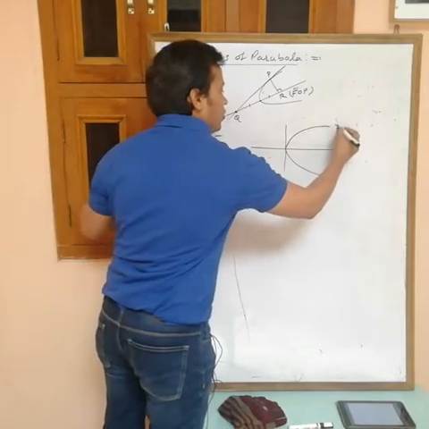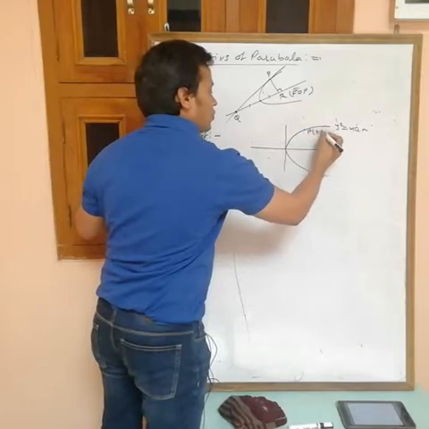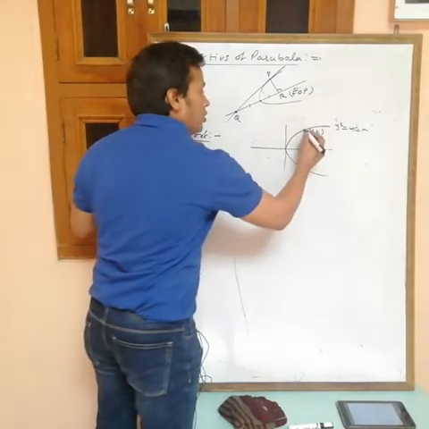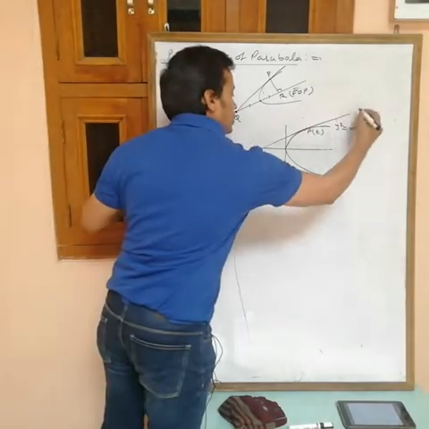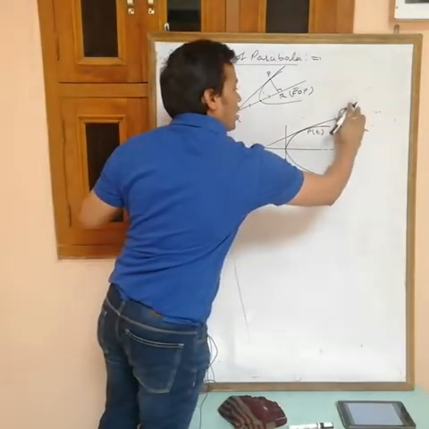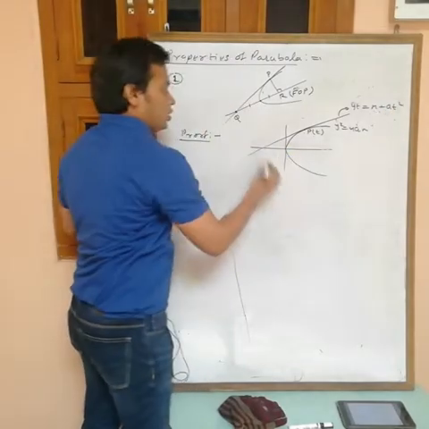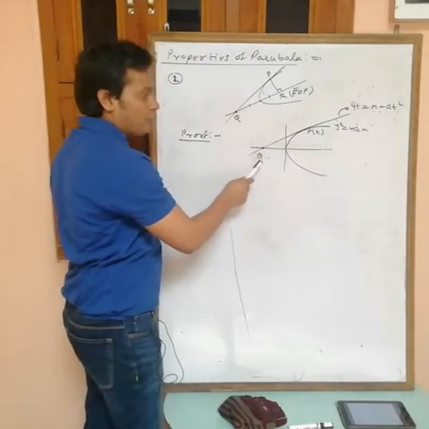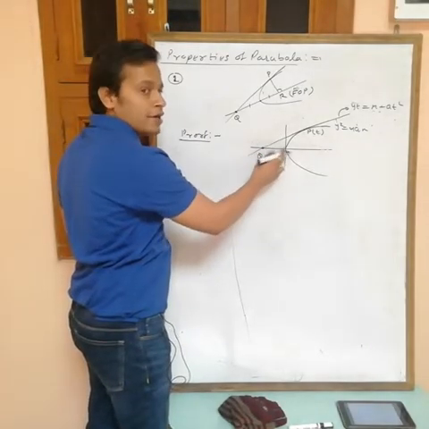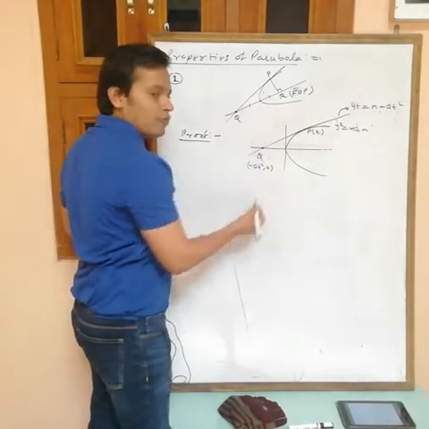Suppose this is the parabola y square equals 4ax, and this is any point P with parameter t, it means the point is (at square, 2at). Now draw the tangent at P. The equation of the tangent is yt equals x plus at square. Now this is the point Q, the point of intersection of the tangent and the axis. Can you find Q? Obviously this lies on the x axis. Put y equals 0 and you will get (minus at square, 0).